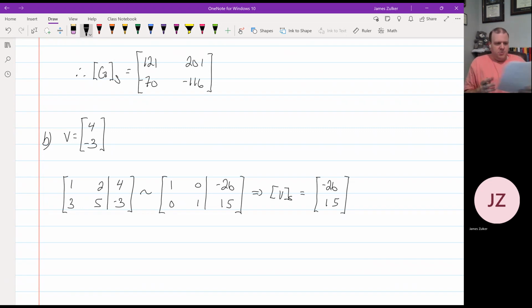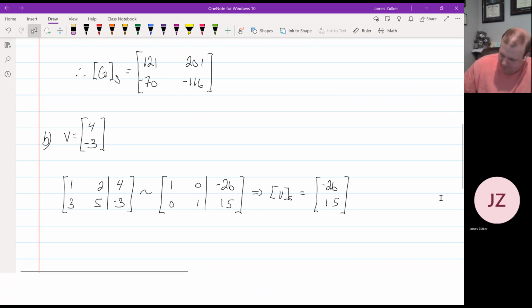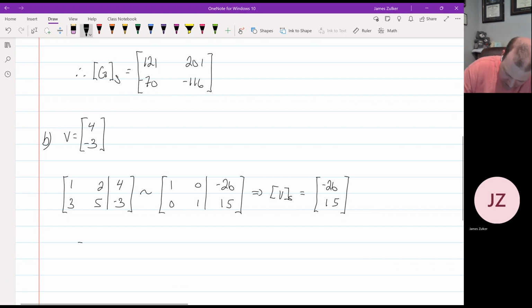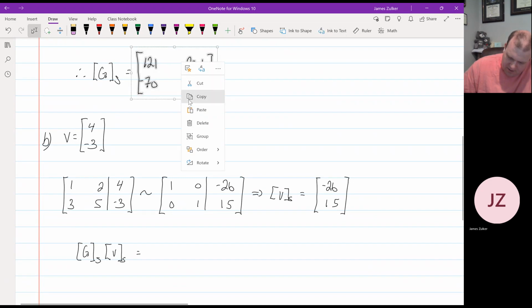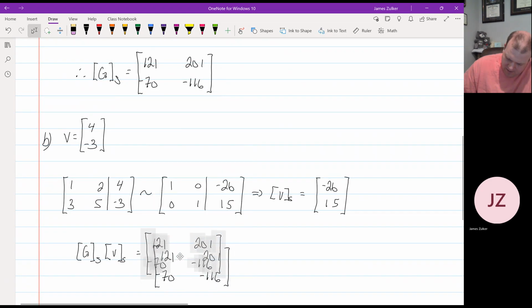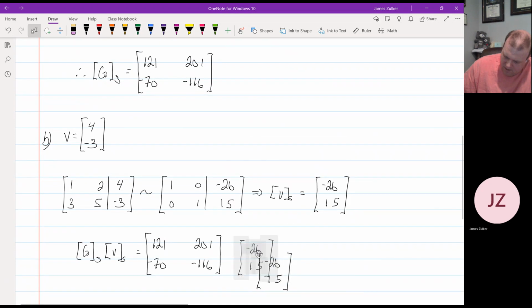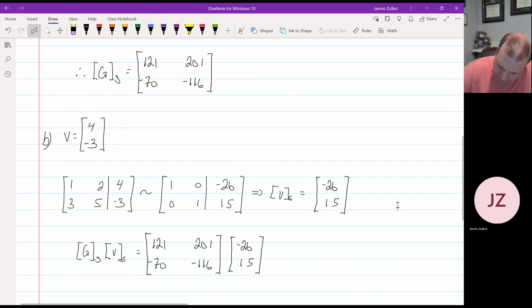So now what we're going to do is take this G up here. We have to multiply it by the coordinate vector of V. Let's see what we get when we do this product. All right, so doing out the product, negative 131, 80.